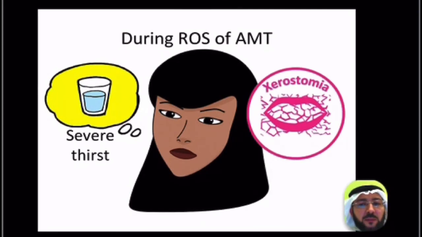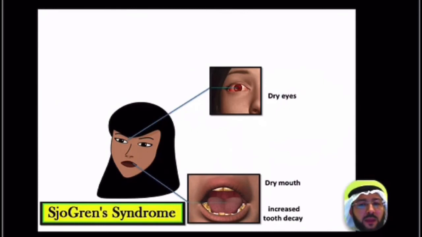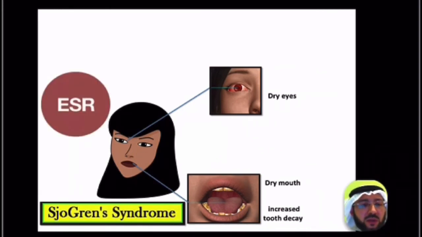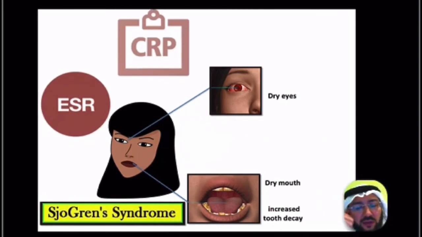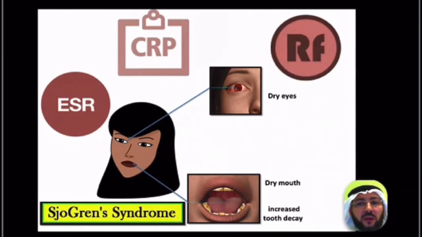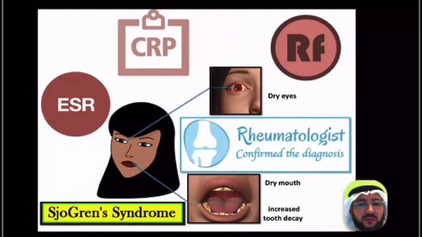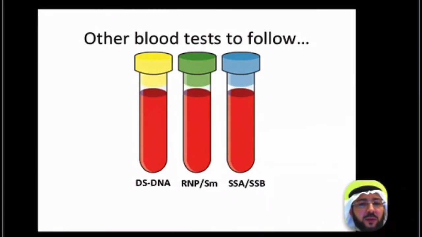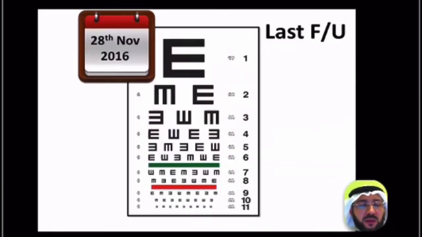So on examining her, she was found to have a severe dry mouth, xerostomia, and her eyes were also dry. So the diagnosis of Sjogren's syndrome was placed as a strong cause or differential. Her ESR and C-reactive protein were elevated. She was rheumatoid factor positive, so she was referred to the rheumatologist with the possible diagnosis of Sjogren's syndrome, and that was further confirmed by the rheumatologist. Further blood tests were ordered to confirm the diagnosis.